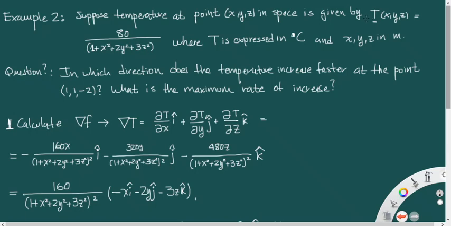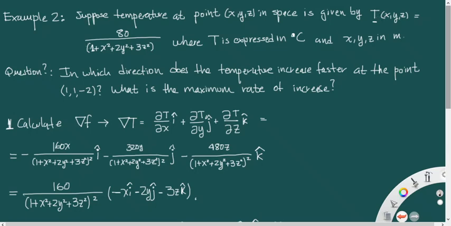For this example, the variable t is expressed in degrees Celsius, and the x, y, z terms are expressed in meters. So let's suppose that we have some temperature in a point in a 3D space, x, y, z. So there's a specific point in this space, and the temperature there is given by this function t.